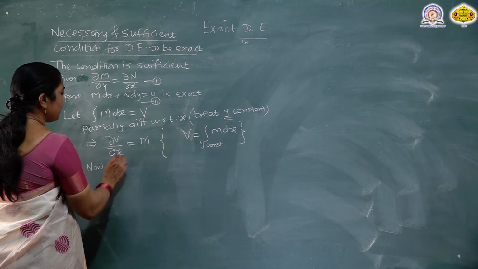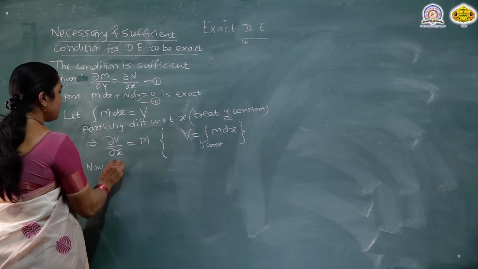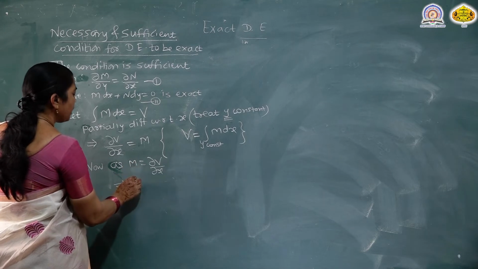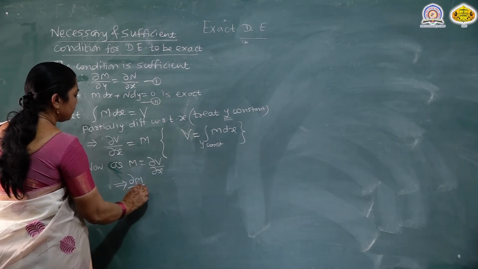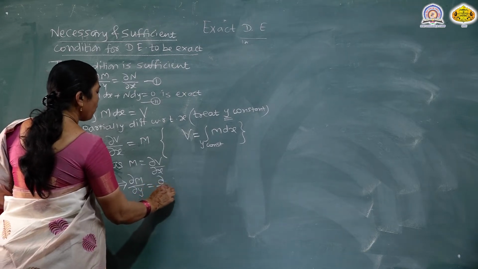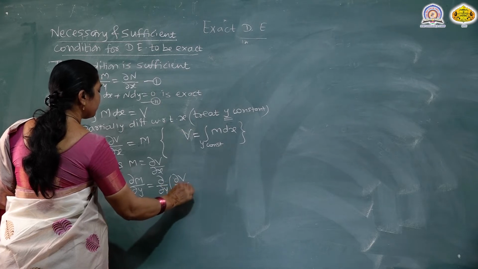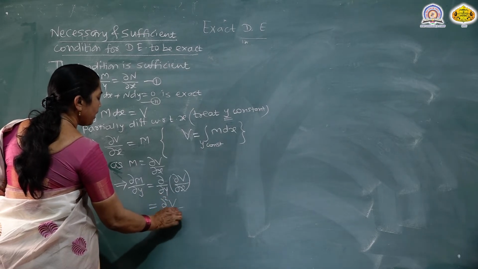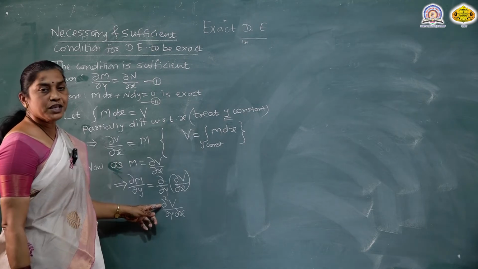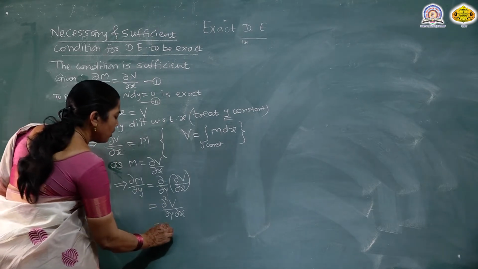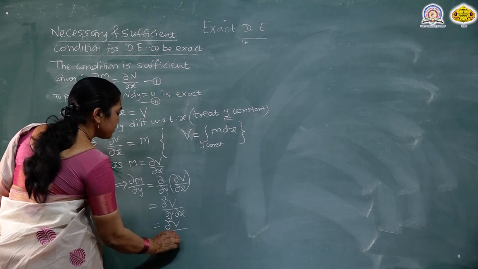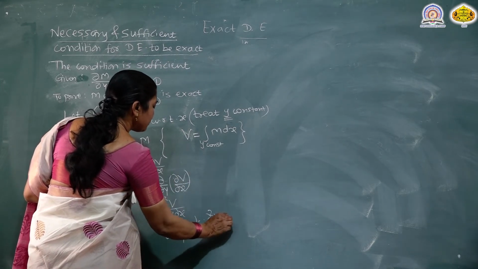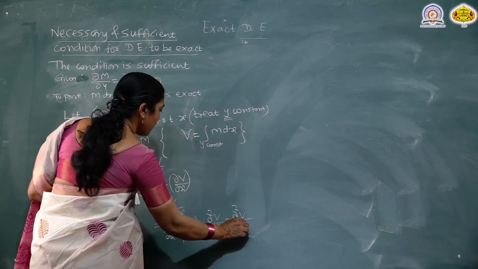Now differentiating this with respect to y partially, as M is equal to ∂v/∂x, this implies ∂M/∂y is equal to ∂/∂y of ∂v/∂x. This is nothing but ∂²v/∂y∂x. But we know that mixed partial derivatives are equal. Therefore, this is nothing but ∂²v/∂x∂y, as ∂²v/∂y∂x is the same as ∂²v/∂x∂y.